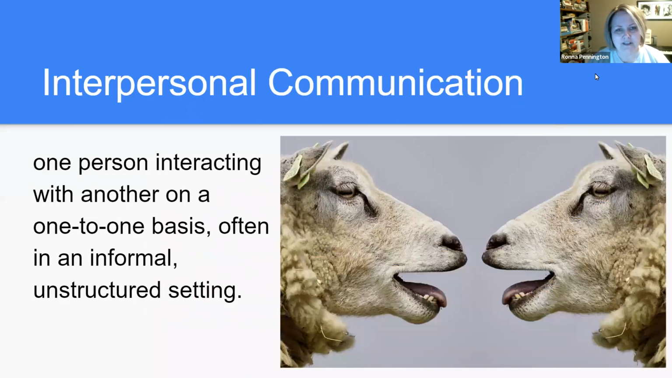So let's get a good definition of what interpersonal communication is. Interpersonal communication is one person interacting with another on a one-to-one basis. Very often that's in an informal, casual, unstructured setting.